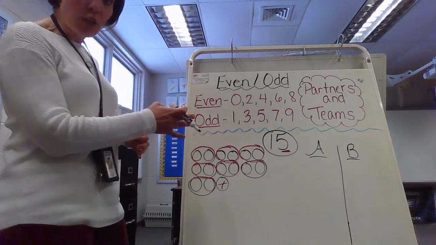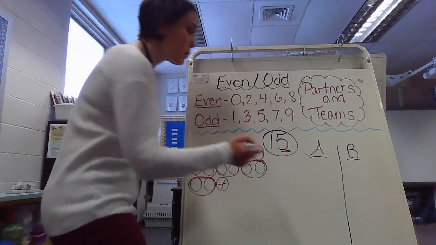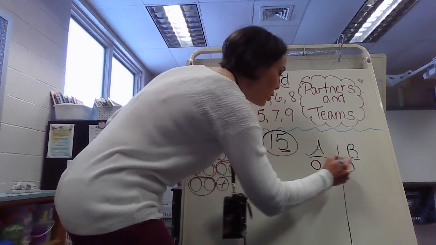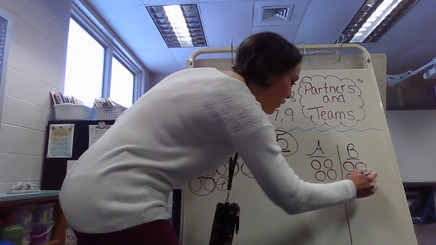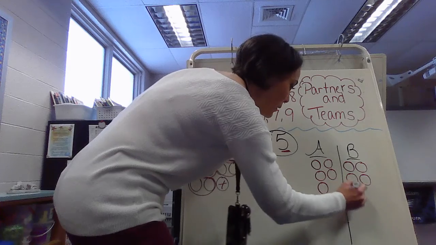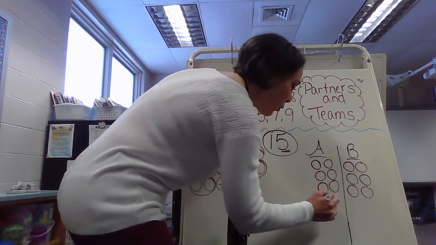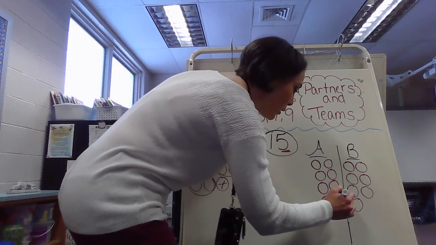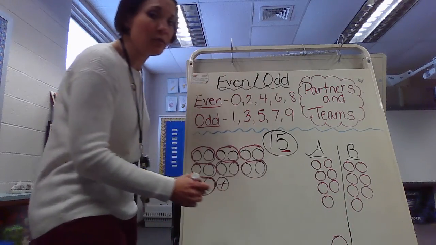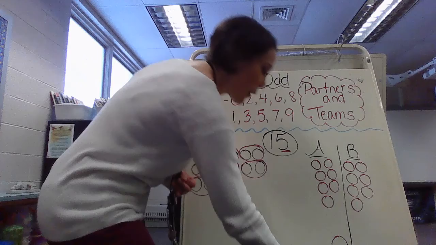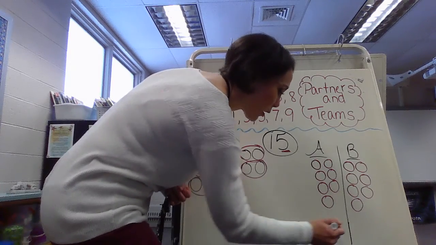So here we go. Let's go ahead and do our teams. 1, 2, 3, 4, 5, 6, 7, 8, 9, 10, 11, 12, 13, 14. There's our 15. I'm going to put him down. Actually, let me lift him up so you can see him a little better.